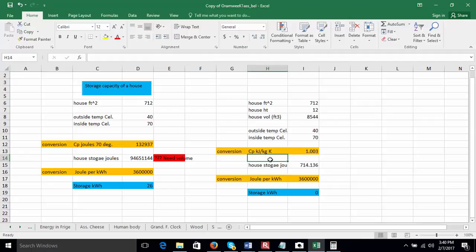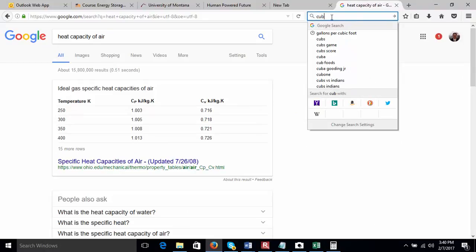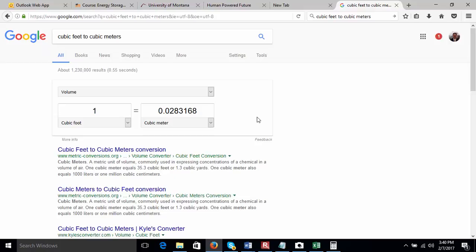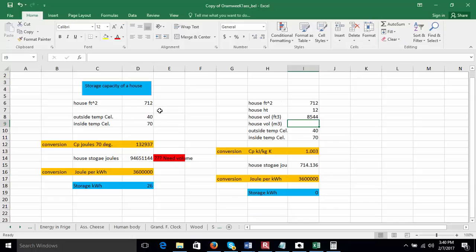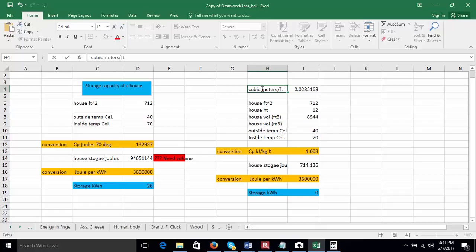And from here, what I have to do is get the air density. Actually, let's do air volume. Let's do house volume in cubic meters. It's 29 or something, so we'll do cubic feet to cubic meters. That'll work. 0.028, I think we just copy this guy, cubic meters per foot cubed. So the volume equals that times that. Okay, so now we've got the cubic meters.